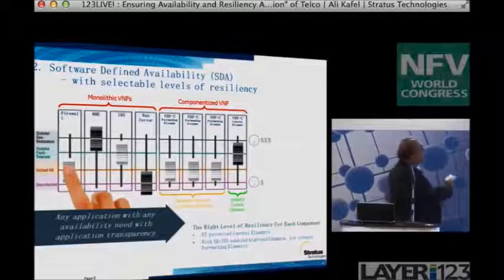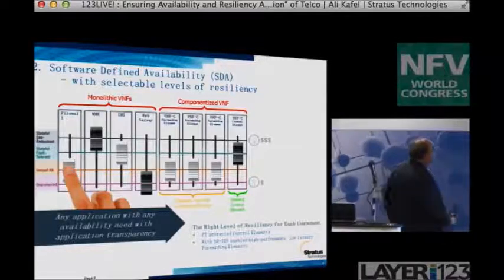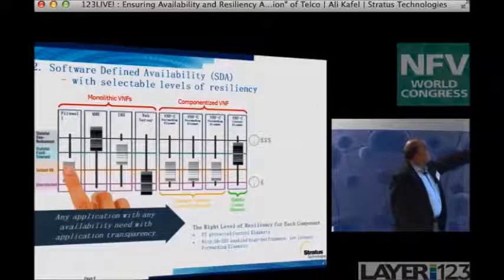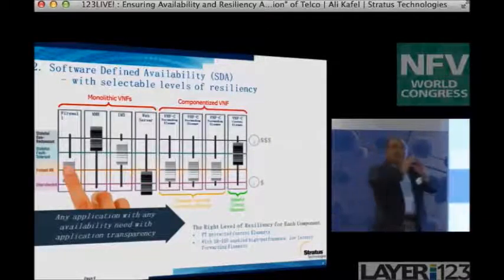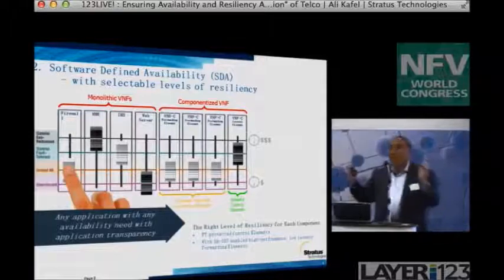But essentially what it means is, with this architecture, you can deploy different levels of resiliency. Now, if an application is monolithic, like you see there, it can work in the infrastructure. If it's componentized, meaning that you separate the data plane from the control plane, even better.